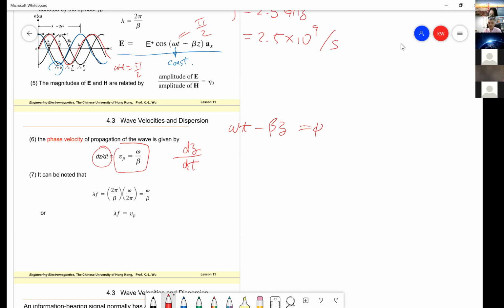And also, if we multiply, we get omega divided by beta. Then we know this is the wavelength, this is the frequency. In other words, from this we have come up with a very useful relation: omega equals 2 pi divided by lambda.